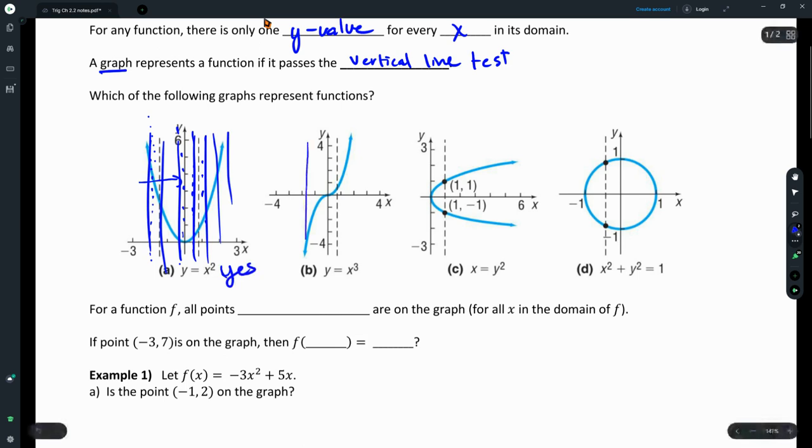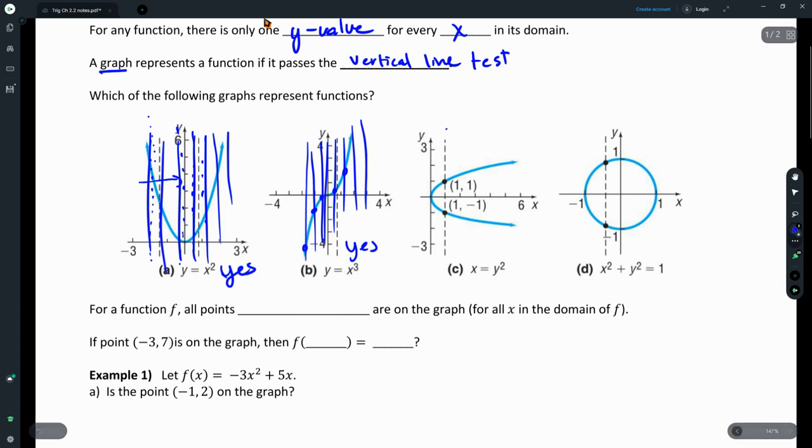Same thing here. If I put a line anywhere, or if I move my pencil left and right, it doesn't matter where I go, it's only going to touch the graph at one single point at a time. So again, this passes the vertical line test, so yes, it is a function.